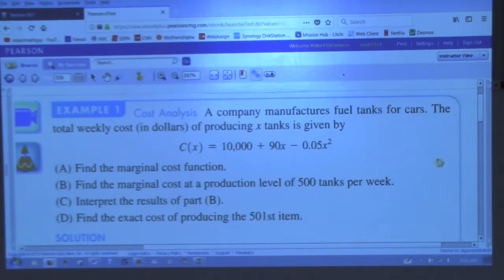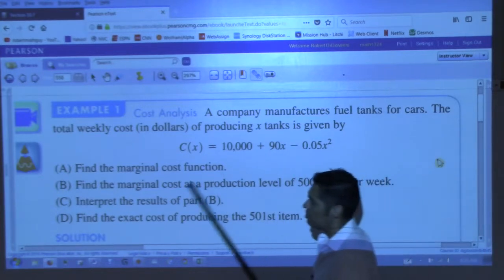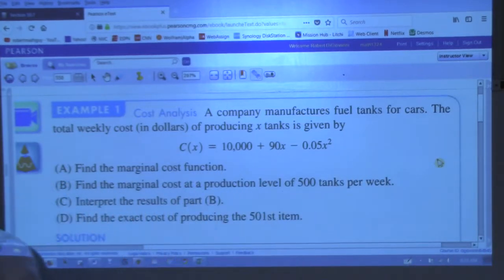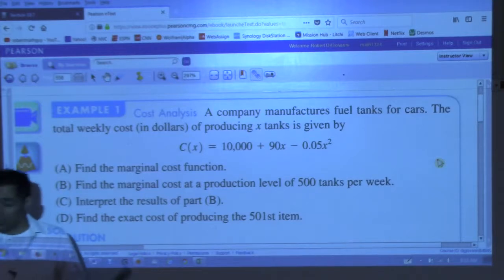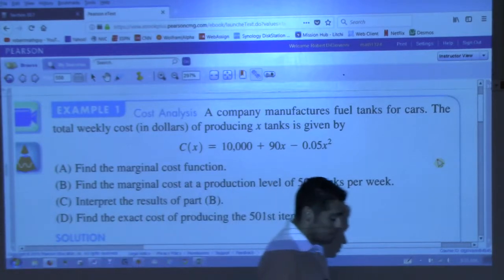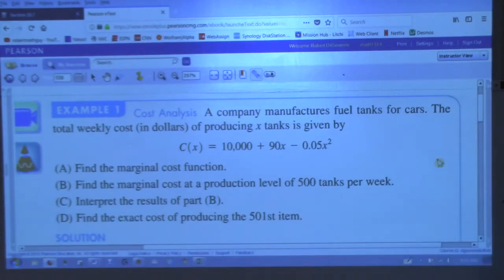Okay. We are going to be doing cost analysis. Again, this is Chapter 10, Section 7. The title of this section is Marginal Analysis in Business and Economics. So look at this first question. A company manufactures fuel tanks for cars. The total weekly cost in dollars of producing x tanks is given by the following function.